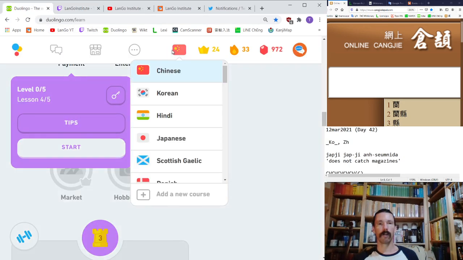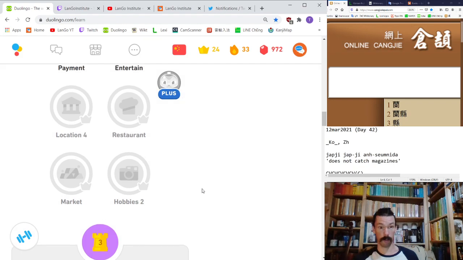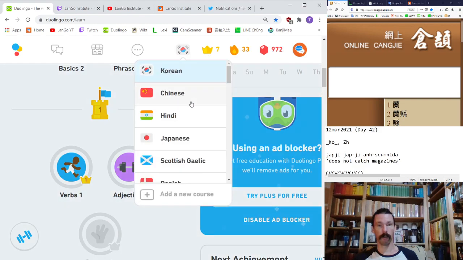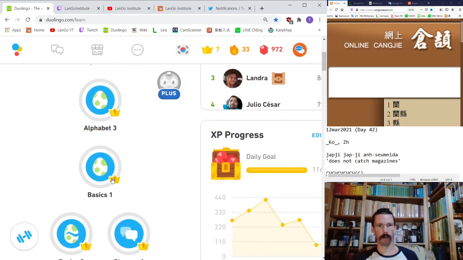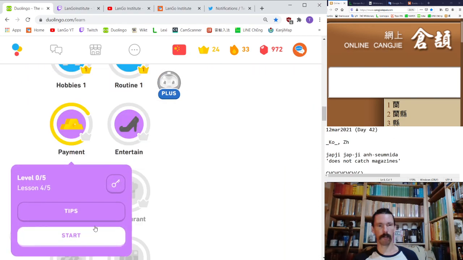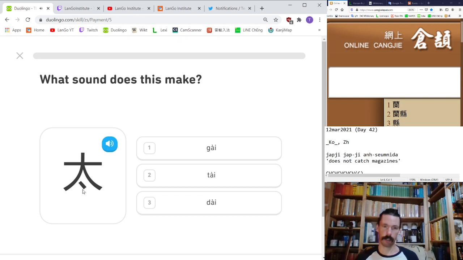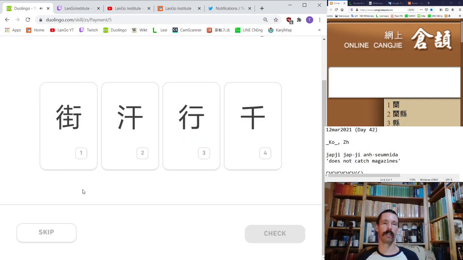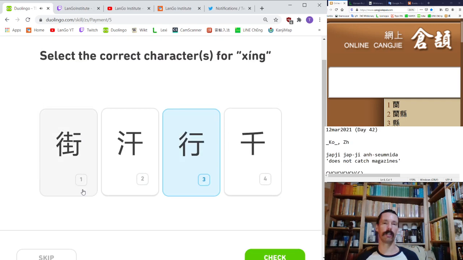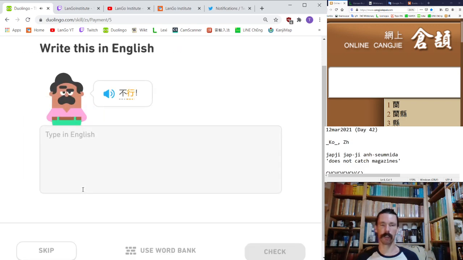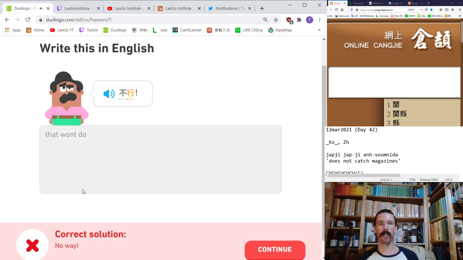Let's see how we're doing on the Korean as far as progress. That one's complete. Okay, we'll wrap it up on the Chinese here, just to get a nice round circle. 不行。That won't do. No way.